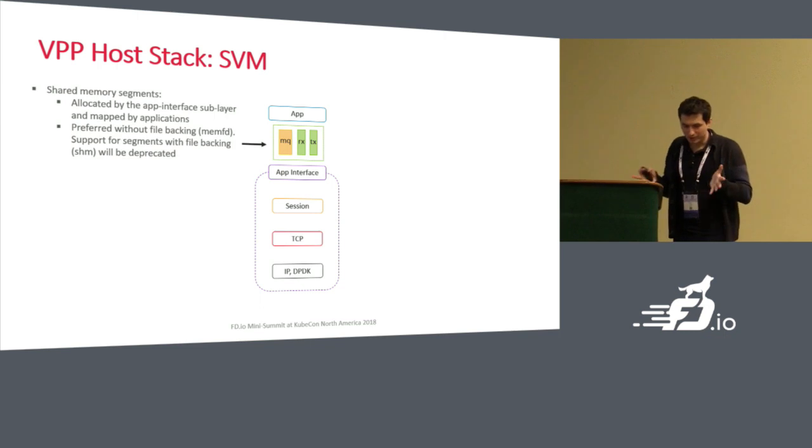So the next big component in this whole picture is the shared memory tooling or infrastructure that we've built on top of VPP's SVM library. And we've already touched upon this. The building block for it are the shared memory segments. Now, the shared memory segments are allocated, as I've said before, by the app sub-interface, and then these shared memory segments are mapped by the applications. We support two types of segments. On the one hand, we support segments with file backing and segments without file system backing.